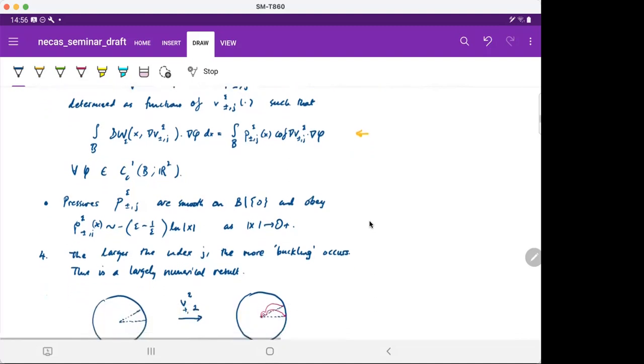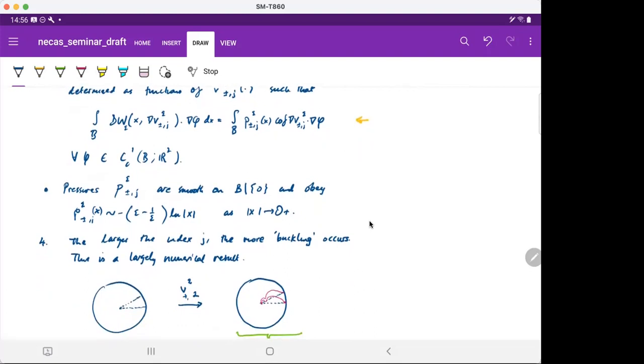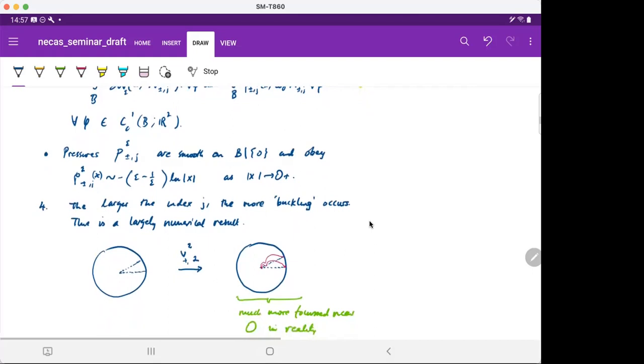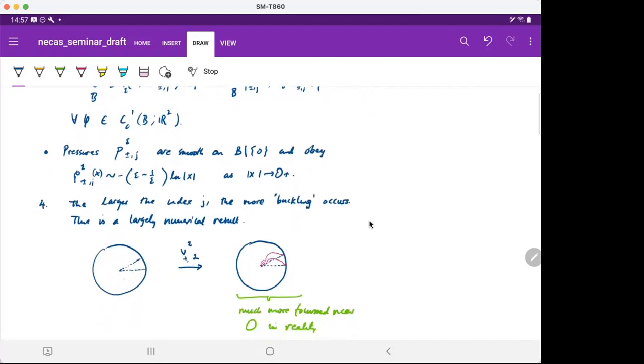Finally, something which is at least in accordance with intuition, which is that the larger the index J, and J in some sense records the sign changes in K, if you like. The larger this index, the more buckling you get. So although a largely numerical result, you can still express it in a sort of cartoon form by showing the effect of a map, say V epsilon plus 2, on a sector, and you get a couple of undulations shown on the right in that picture there.